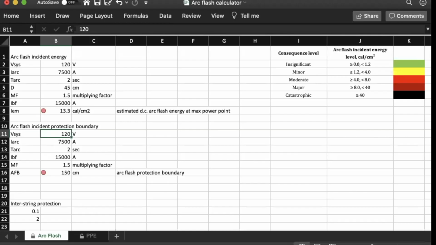A question just popped up from Nathan, and I think Glenn is about to answer it. How did you calculate arc potential? Okay, I'm about to answer it.